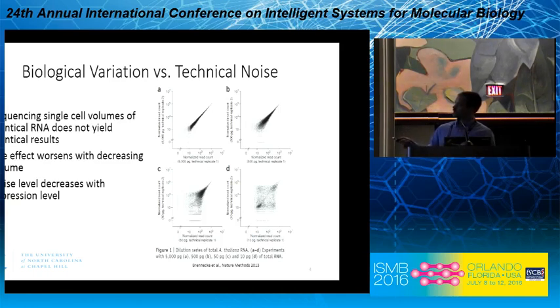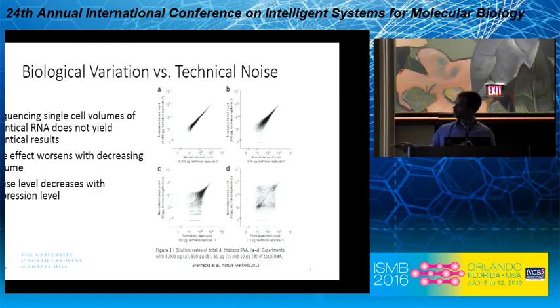But what you actually see in reality, and this is a figure from Brennecke's Nature Methods paper, is that rather than lying along the y=x line like you would expect for a perfect experiment, the single cell data have deviations from that line, and those deviations represent technical variation in the measurement.